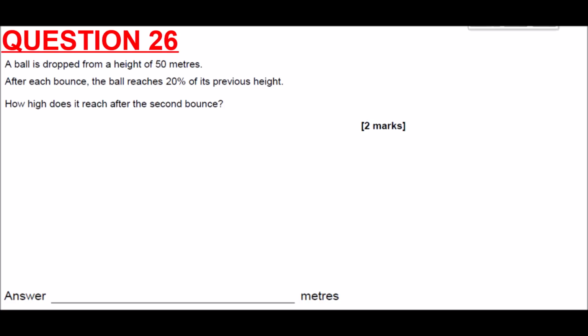Question 26. A ball is dropped from a height of 50 meters. After each bounce, the ball reaches 20% of its previous height. How high does it reach after the first bounce? So what we can do first of all is just consider it as the first bounce. So after the first bounce, it just gets 20% of its previous height. So what we need to do here is work out 20% of the height it was dropped from. 20% of 50.